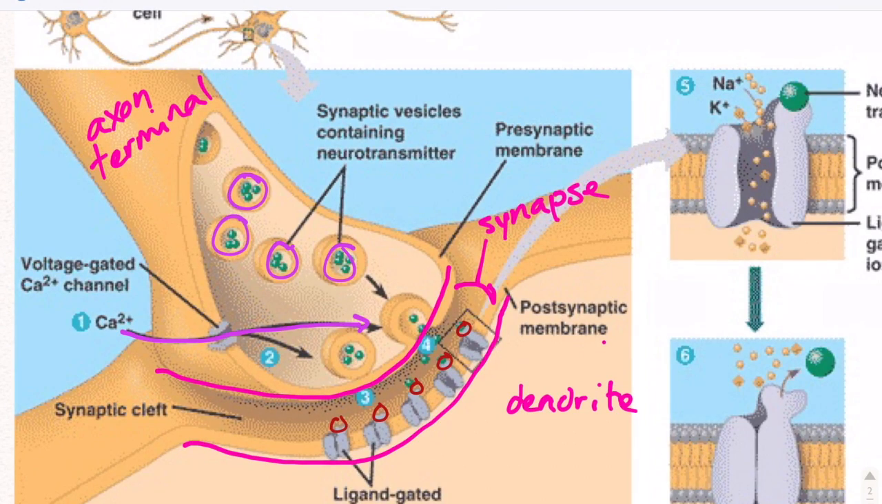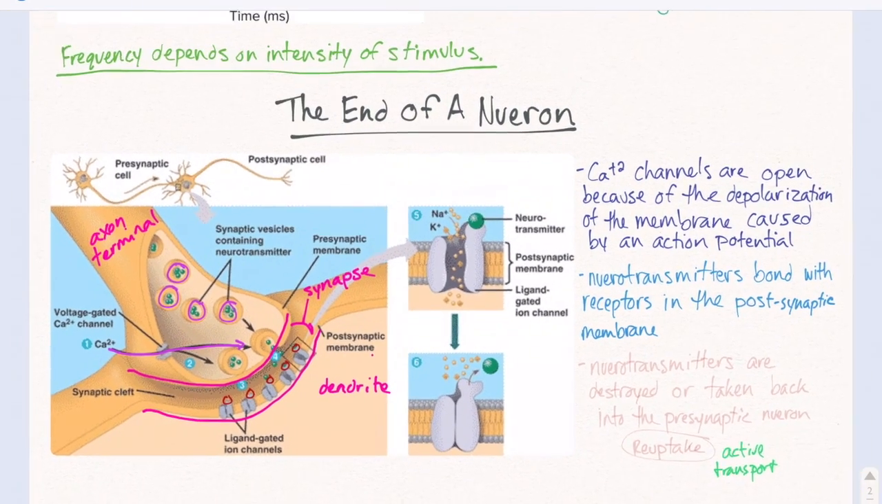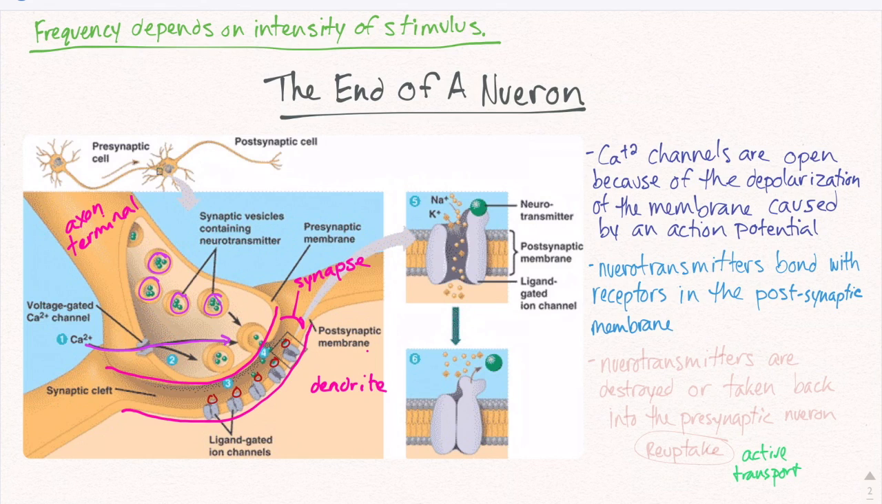The neurotransmitters bond with these receptors in the postsynaptic membrane and enter the postsynaptic part of the neuron. The neurotransmitters are either destroyed by enzymes or taken back into the presynaptic neuron. This taking back into the presynaptic neuron is called reuptake, and this occurs via active transport.